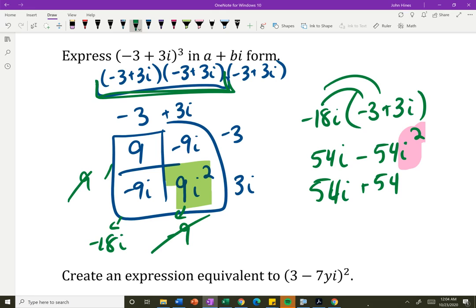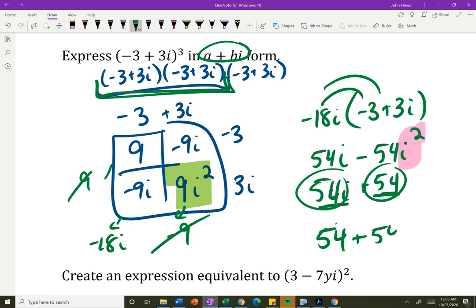But I'm not really done yet because it's not in a plus bi form. It's not real plus imaginary. The real part plus the imaginary part. That's really my final answer there: 54 plus 54i, real plus imaginary.